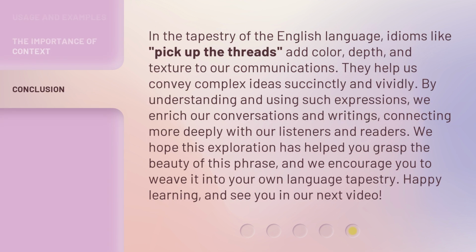In the tapestry of the English language, idioms like pick up the threads add color, depth, and texture to our communications. They help us convey complex ideas succinctly and vividly. By understanding and using such expressions, we enrich our conversations and writings, connecting more deeply with our listeners and readers.